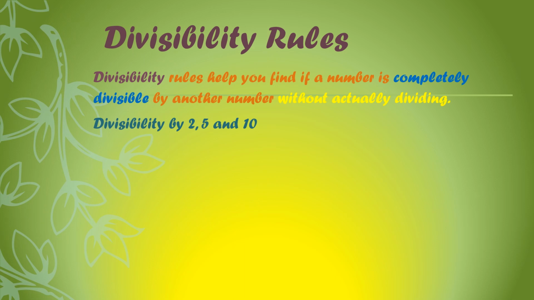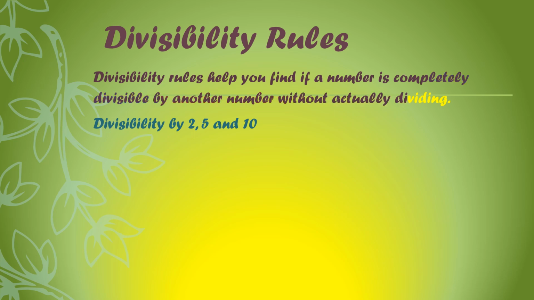Now let's learn the divisibility rules. Divisibility rules help you find if a number is completely divisible by another number without actually dividing. It means that without actual division, by just using the rules, we can find out whether the given number is divisible or not by the given number, right? Now let's learn the divisibility by 2, 5 and 10.